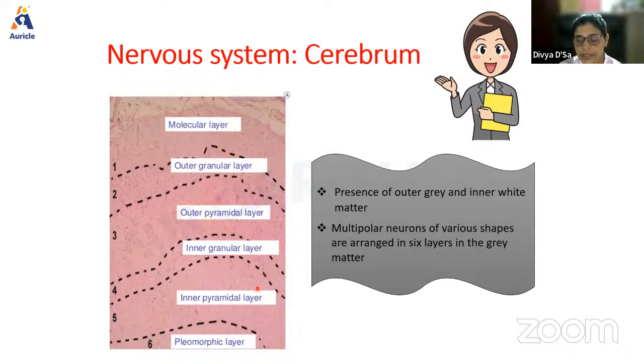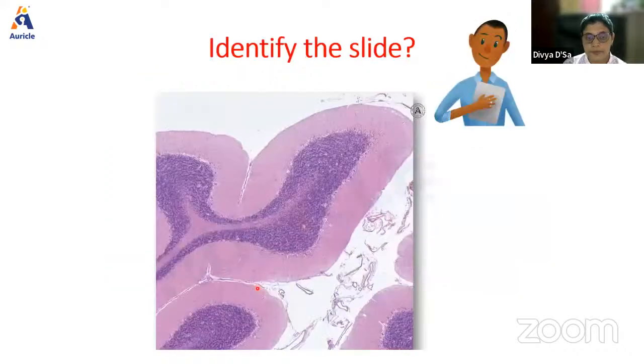In the molecular layer, we see a few stellate cells, and the cells of Martinotti are seen there. In the outer granular layer, we see more stellate cells. In the outer pyramidal cell layer, we see small to medium-sized pyramidal cells. In the inner granular layer, we see the horizontal cells of Cajal, and in the inner pyramidal layer, we will see the pyramidal cells of Betz. And pleomorphic, as the name says, is a mixture of cells.